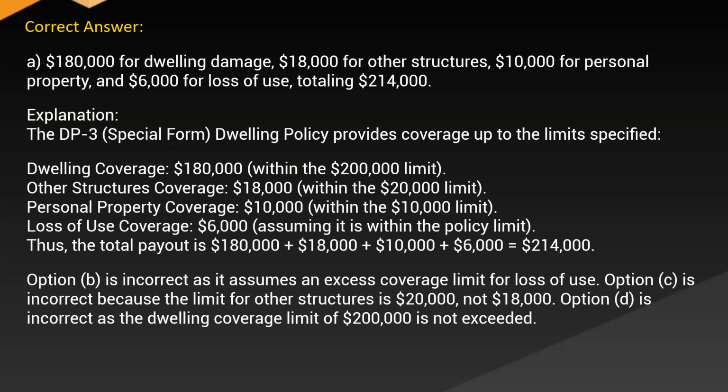Option B is incorrect as it assumes an excess coverage limit for loss of use. Option C is incorrect because the limit for other structures is $20,000, not $18,000. Option D is incorrect as the dwelling coverage limit of $200,000 is not exceeded.